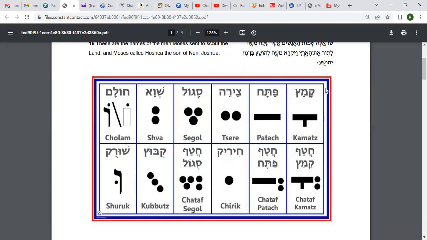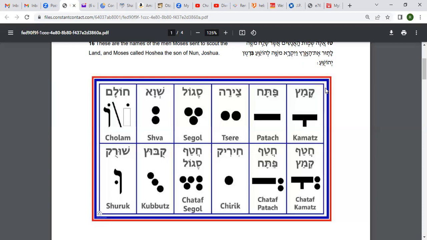You have the cholam. That's what makes the o. And that's what's over that vav over there. Sometimes a cholam could have a vav, sometimes without, as long as it has that dot. And now we're just going to see 3 on the bottom line. So let's start with the one all the way on the left. Shuruk, that's kind of the opposite of the cholam. That sometimes has the vav, sometimes not.